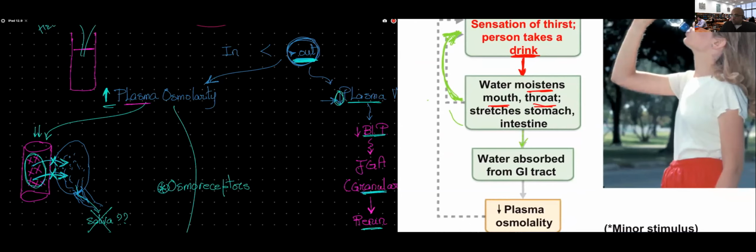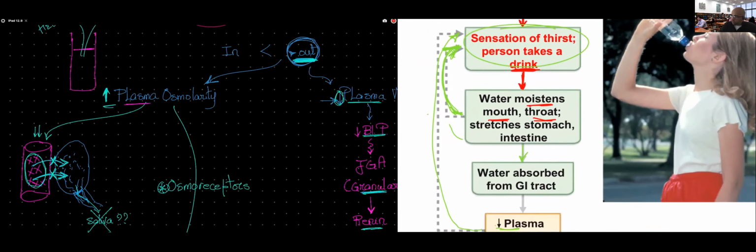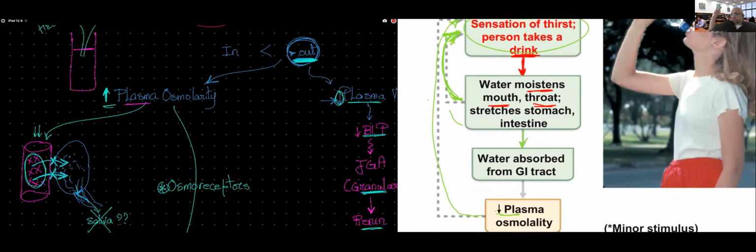As water gets absorbed in the gastrointestinal tract, this will decrease my plasma osmolarity, so there will be no more activation of the osmoreceptors. I won't have any dry mouth anymore, and this will directly inhibit the thirst sensation. So once you drink water, the thirst sensation gonna be depressed.